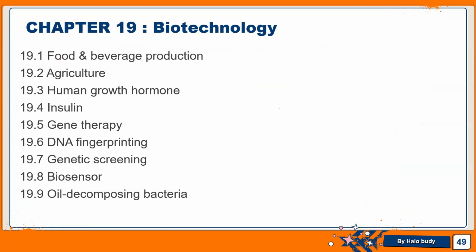So there are 9 applications. Wow, 9 applications you have to know. The ones I say are the most important are human growth hormone, insulin, gene therapy, DNA fingerprinting, and genetic screening. These 5 are the important ones. Really important.